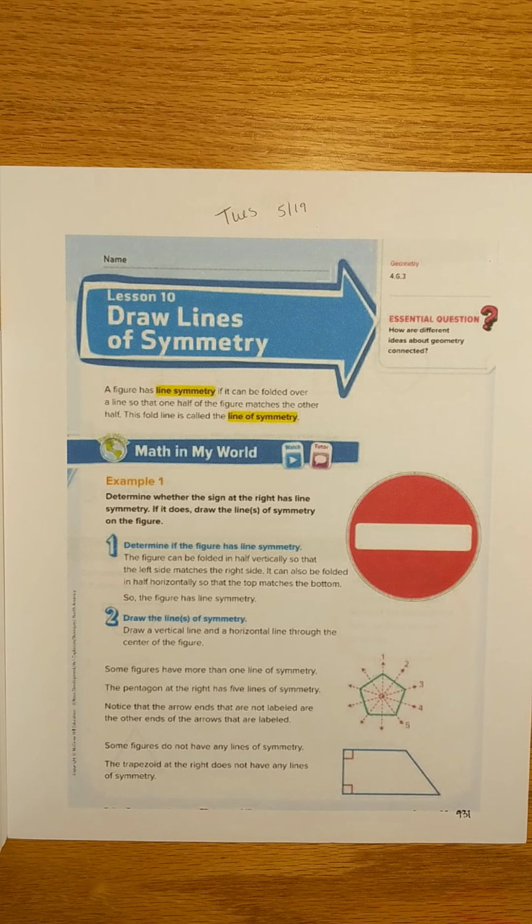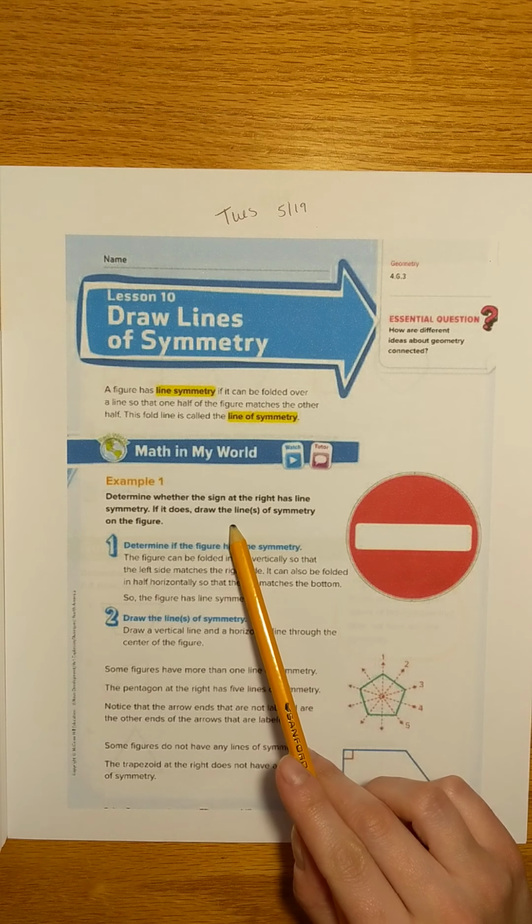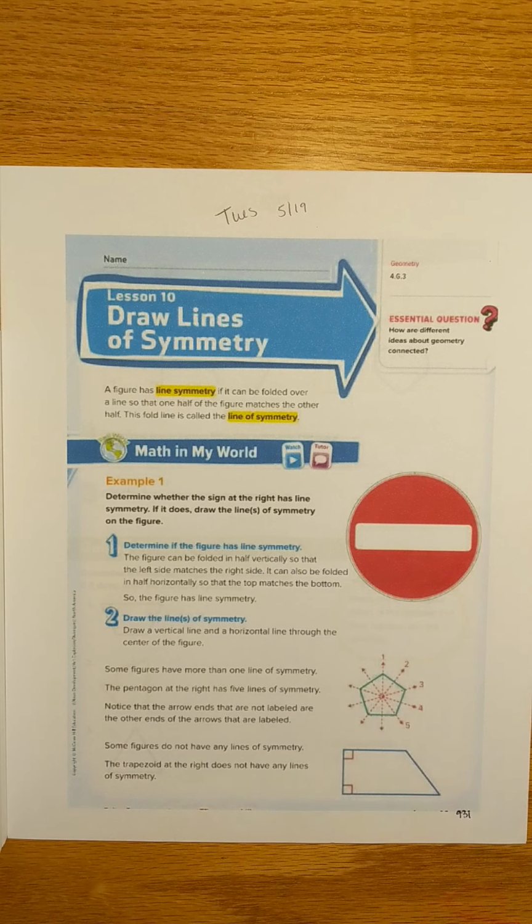So example number 1 under Math in My World, determine whether the sign at the right, so this sign here, has a line of symmetry. If it does, draw the line or lines of symmetry on the figure. So a figure can have more than just one line of symmetry. It could have multiple lines. That's why it says if it does draw the line or lines of symmetry.